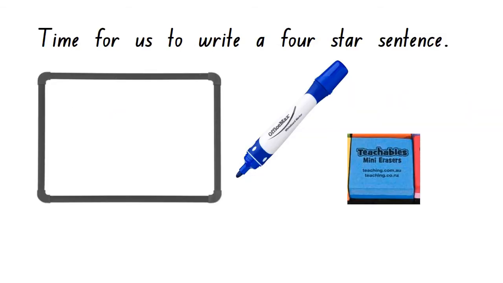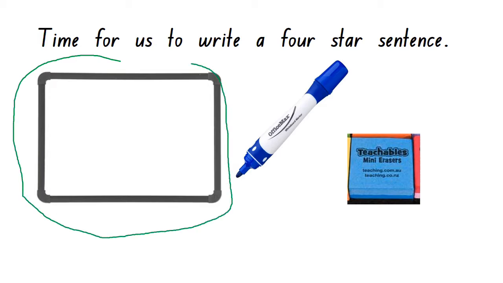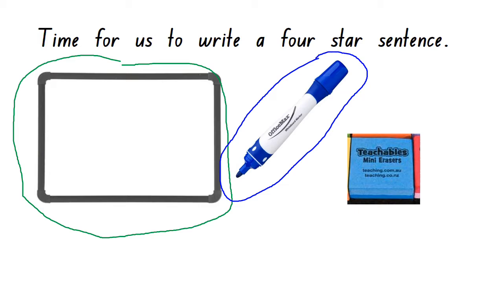So now that we know what a 4-star sentence needs, it's time for us to write a 4-star sentence. In front of you, you will need to have your whiteboard, a whiteboard marker, and your rubber ready for us to make sure that we haven't made any mistakes. Please grab them now so that you are ready to write.